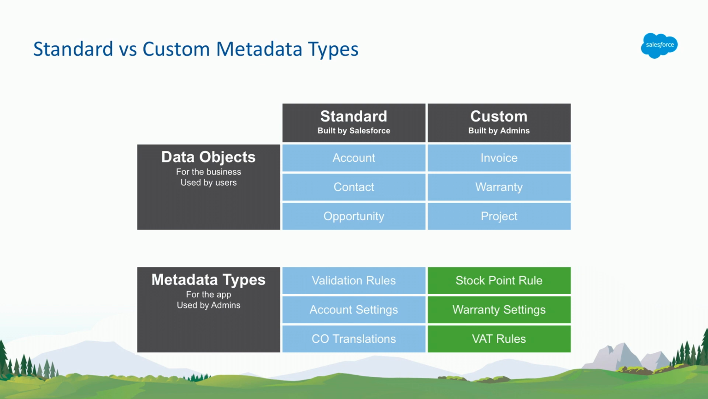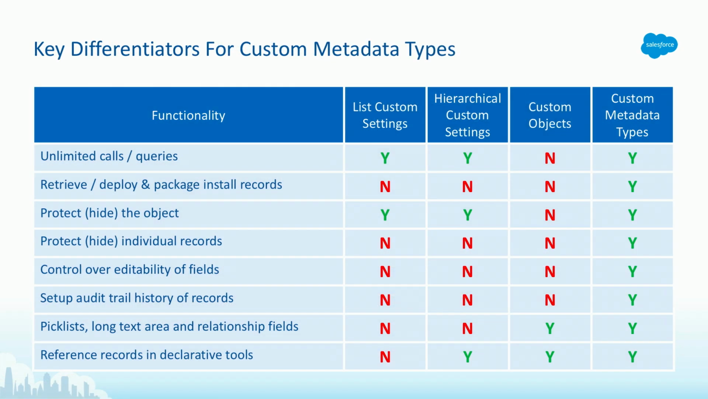And then we have custom metadata types. Things like stock point rules, maybe tax rates, zip codes, all kinds of things that power up your app, power up your processes within your org. And for that, you can create custom metadata types. And you might be asking yourself a question, why do I need custom metadata types when I already have custom settings or custom objects? Some of you might have been doing that for years, using custom settings and custom objects to store all those kinds of things.